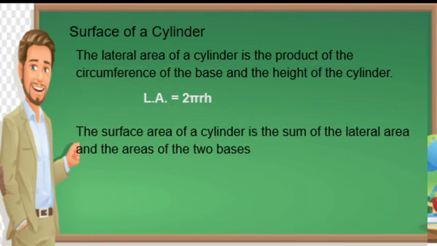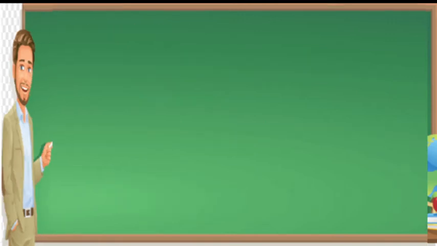And the surface area of a cylinder, that is the sum of the lateral area and the areas of the two bases. Again, the surface area of a cylinder is the sum of the lateral area and the areas of two bases. To write that in a formula, that is equals to SA is equals to 2 pi RH plus 2 multiplied by the area of the base. Okay, now, let me give you an example.